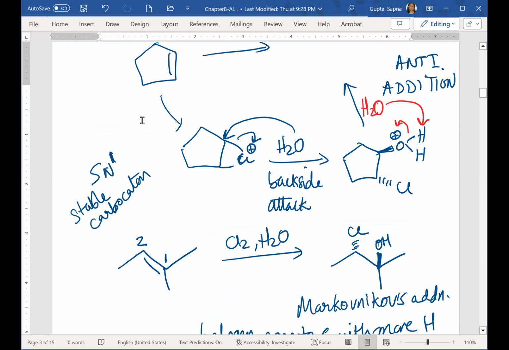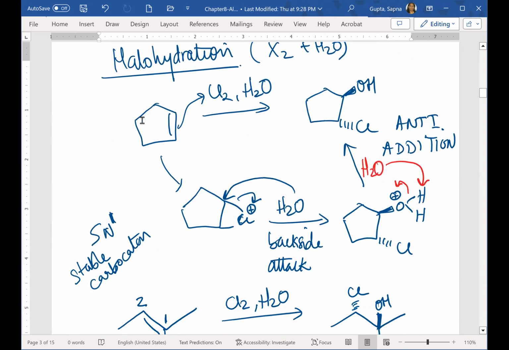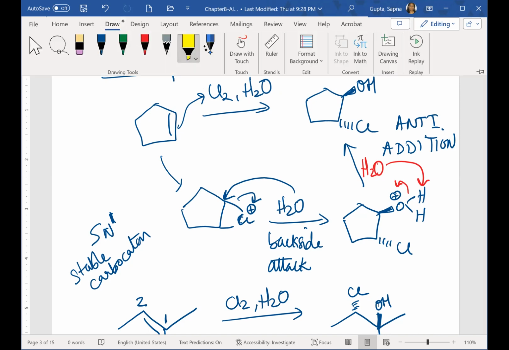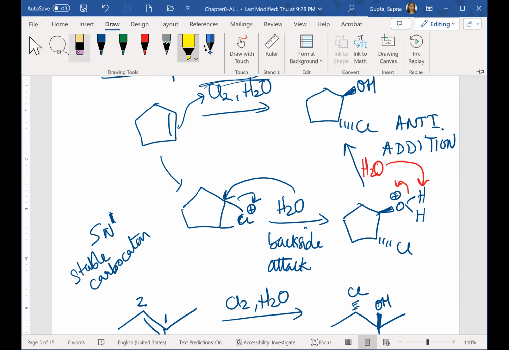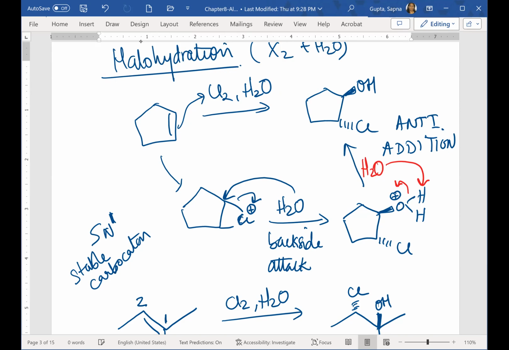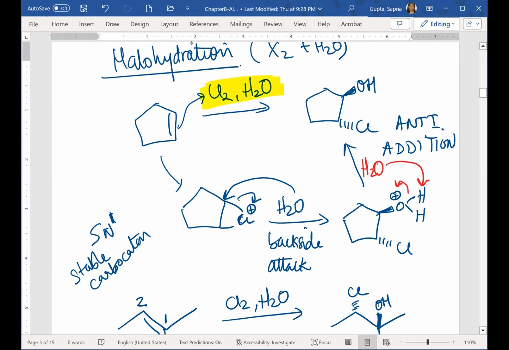Okay, so that was the bromination or halogenation. And then we did the halohydration. Halohydration is addition of chlorine and water. So chlorine and water, now you're adding two things at the same time. This thing will always do this to me, one time it cannot work properly. Okay, there we go. So chlorine and water, or bromine and water.